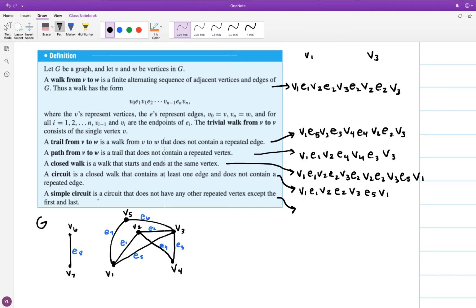I was getting ahead of myself. The simple circuits do not repeat any edges, and they do not repeat any vertices either. So actually, the one that I've just written is also a simple circuit. The only vertex that's repeated is V1, but that's allowed because that's the starting and the ending. So this circuit right here is not only a regular old closed walk with no repeated edges, but you also are not repeating any vertices. I kind of feel like I should give an example of a circuit that's not a simple circuit.